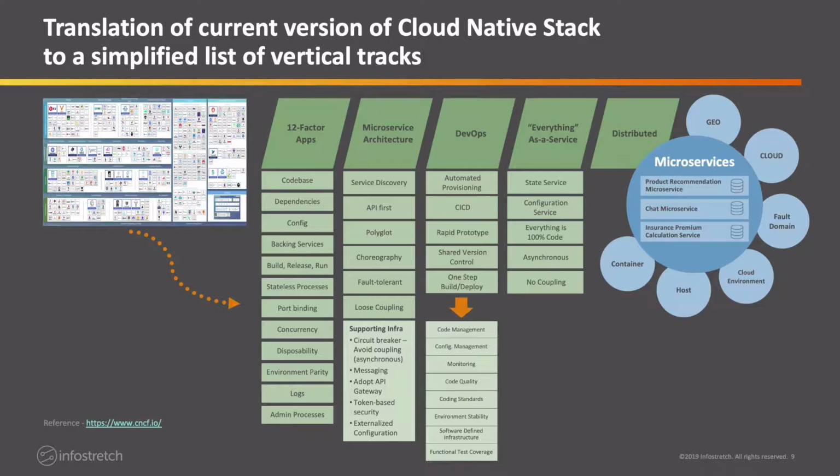So to give a simple example, for the 12-factor app, one of the principles is stateless processes. The processes that you build for your cloud native platform should be stateless, right? The guideline is basically saying that they should not share information between the processes. So that's one of the guidelines.